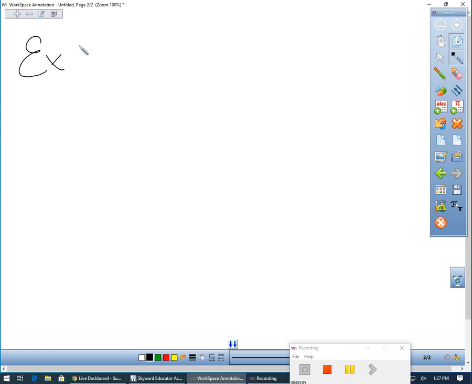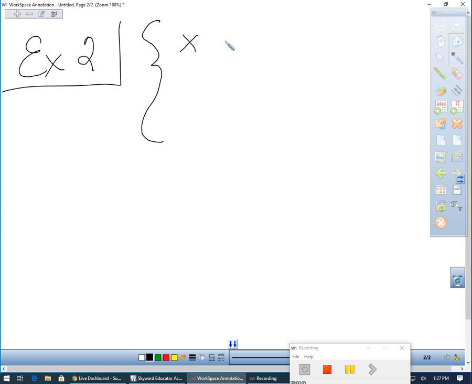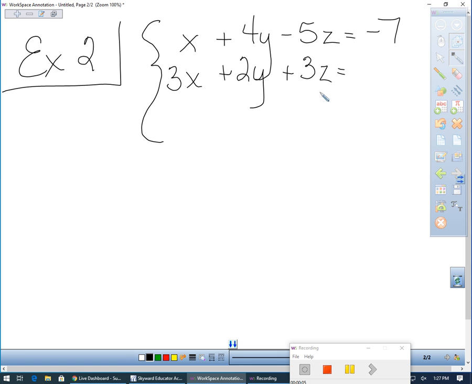Example number 2. That'll make it a little bit harder, though, because I had the y's kind of all set up for you, didn't I? So here's the system this time. Let's go with x plus 4y minus 5z equals negative 7. Second equation. Let's go with 3x plus 2y plus 3z equals positive 7. And the last equation. Let's go with 2x plus y plus 5z equals 8.